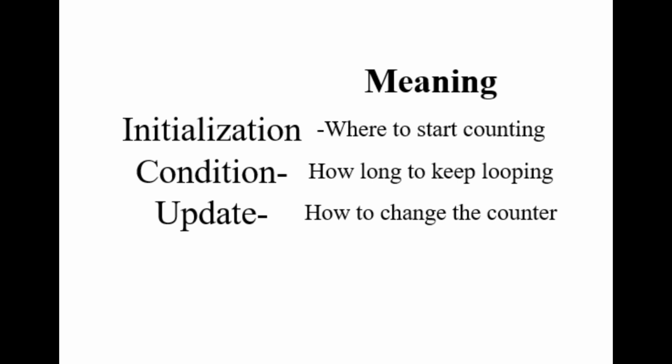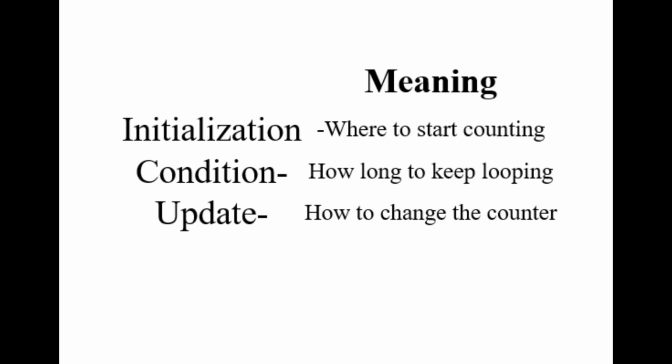Let's quickly revise. The 3 parts of a for loop are initialization, condition, and update. Initialization tells where to start. Condition tells when to stop. Update tells how to move forward. With these 3, we can repeat anything in Java.